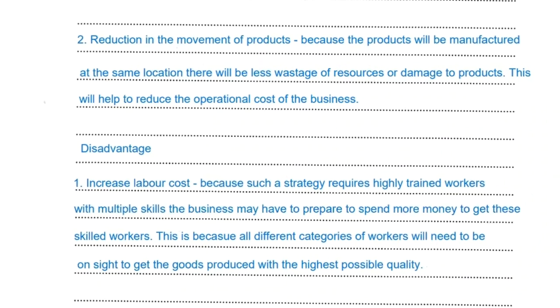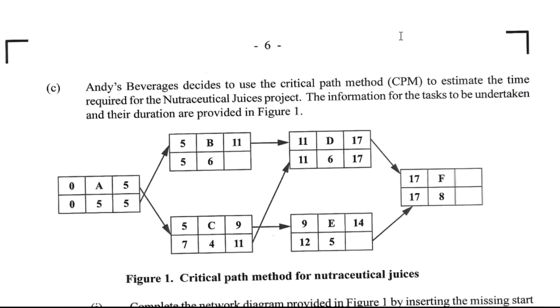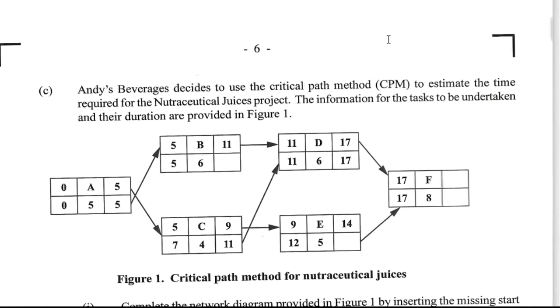Let's look at a possible disadvantage: increased labor cost. Because such a strategy requires highly trained workers with multiple skills, the business may have to prepare to spend more money to get these skilled workers. This is because all different categories of workers will need to be on site to get the goods produced with the highest possible quality.